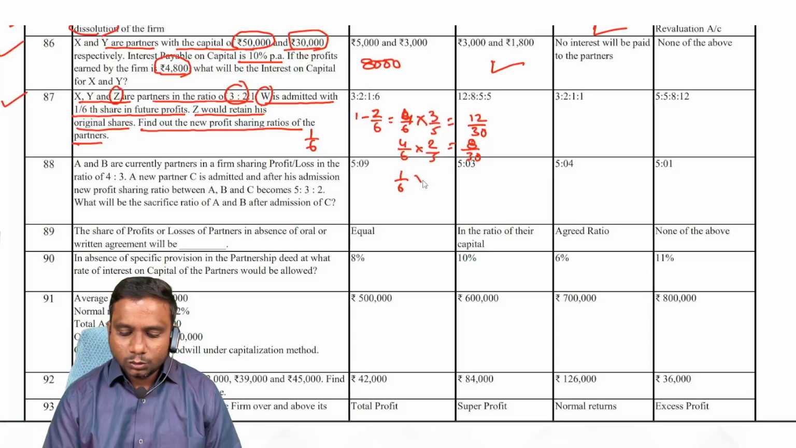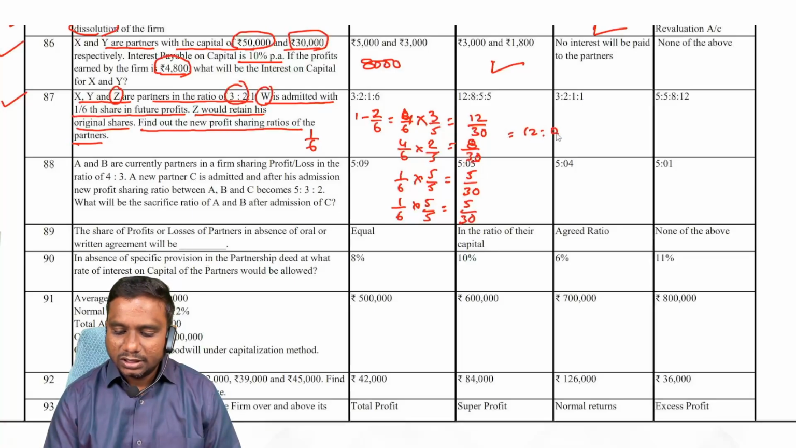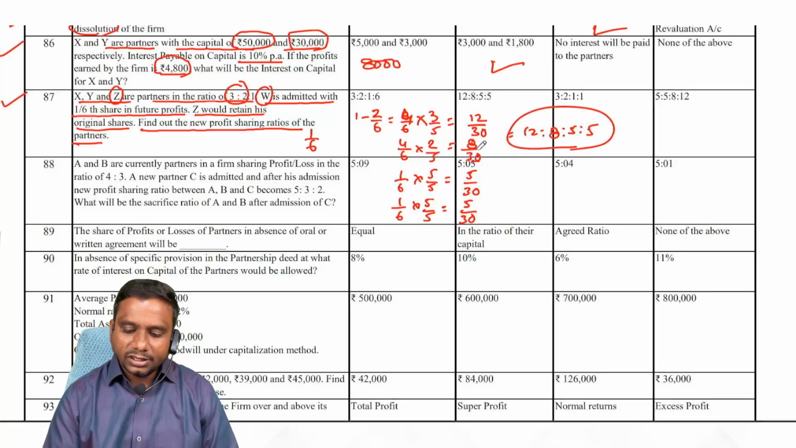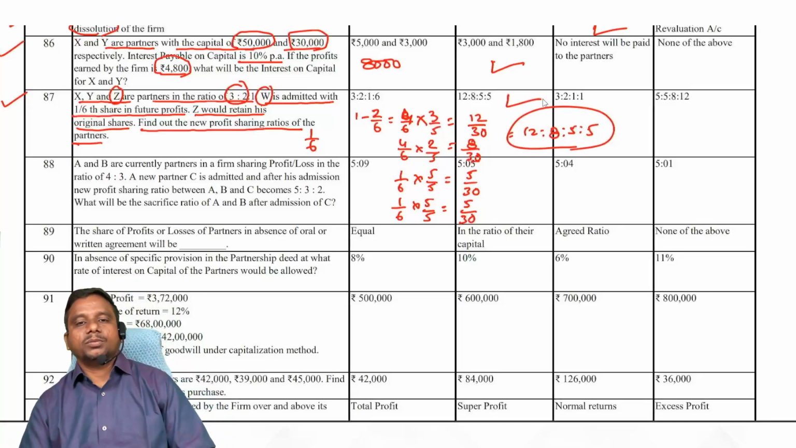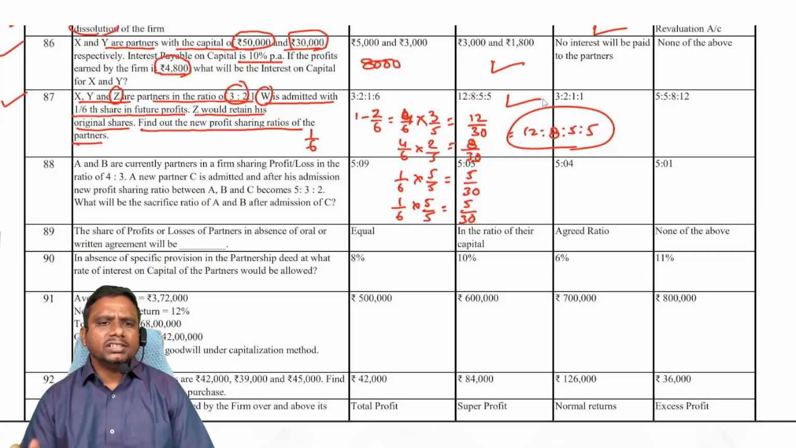And what is Z's share? 1 by 6. To get an equal denominator, multiply and divide by 5, so 5 by 30. And what is the share of W? 1 by 6, multiply by 5, so 5 by 30. So what is the new profit sharing ratio? 12 is to 8 is to 5 is to 5. Which option is correct? Option 2 is correct. Observe. Is it clear, students?